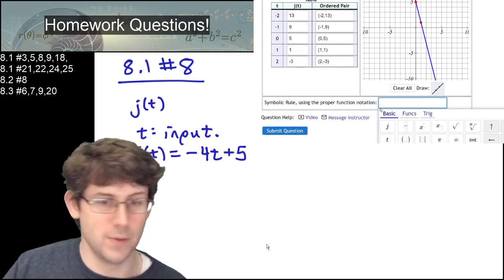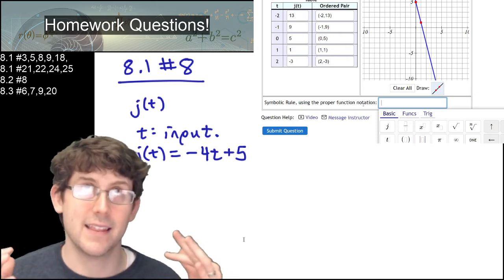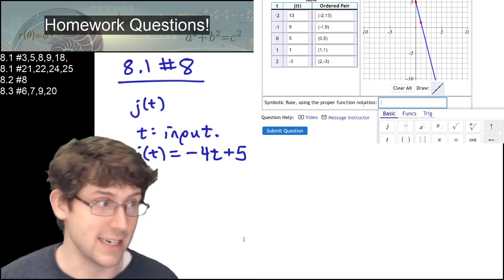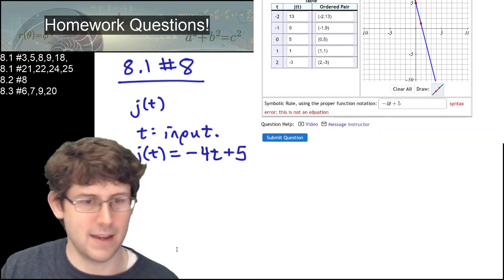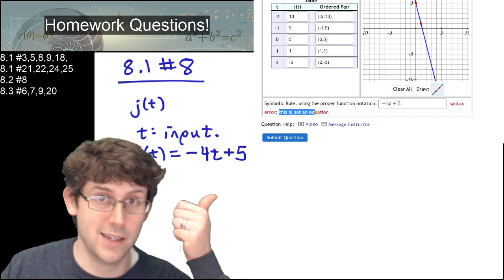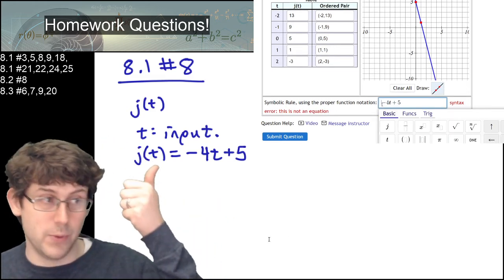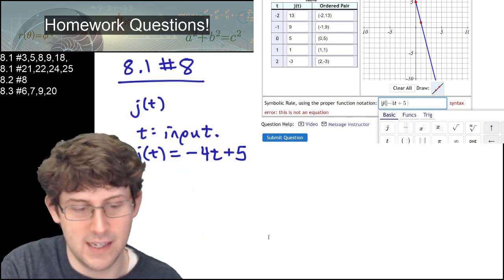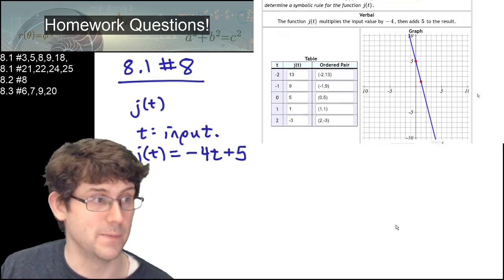Finally, our formula for the function was, the main thing is that a function tells you that one thing is another, so it has an equal sign in it. If you write minus 4t plus 5, it's going to have a complaint. And the complaint is pretty good. The complaint is, this is not an equation. Give me an equation. Well, the equation is that the output is minus 4t plus 5. Here it's that j of t equals minus 4t plus 5. So that's that.